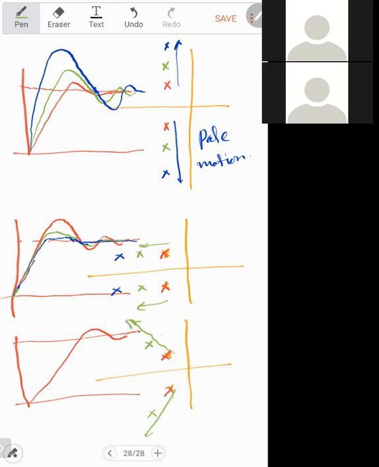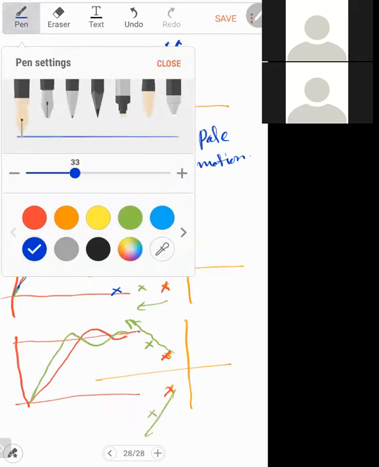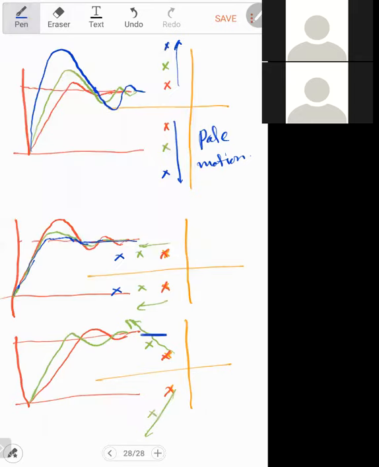If you move like this, what will happen? They will have the same overshoot. The overshoot will remain the same, but one thing will change, and you can clearly see what that one thing is: the rise time. In this case, the rise time will reduce.